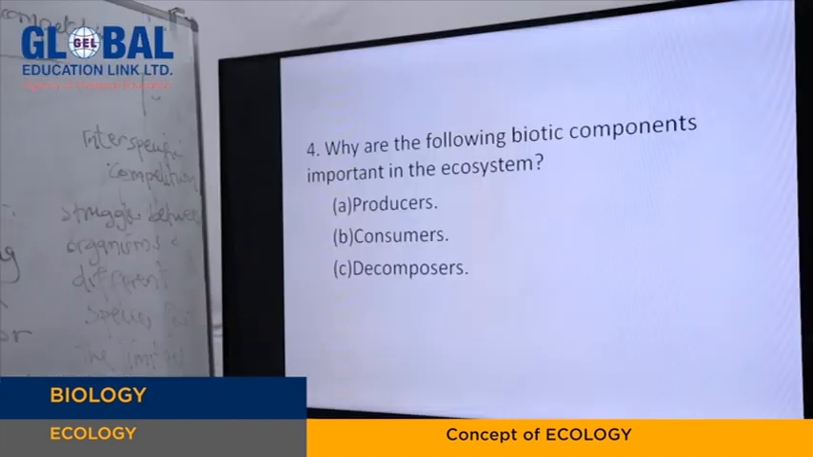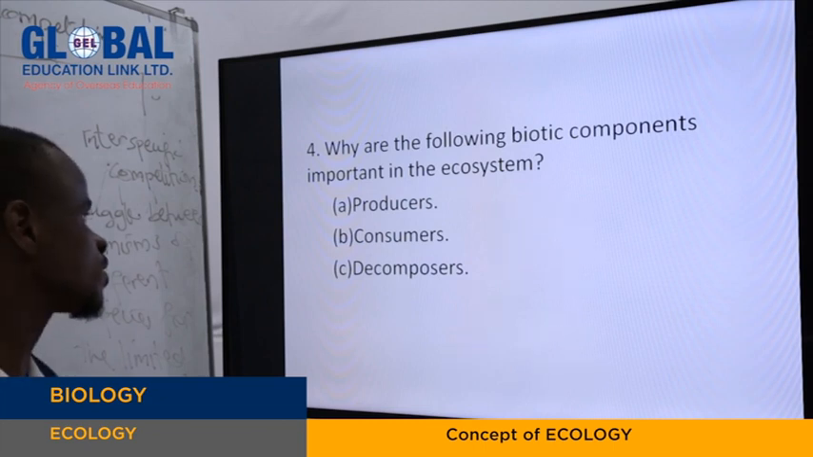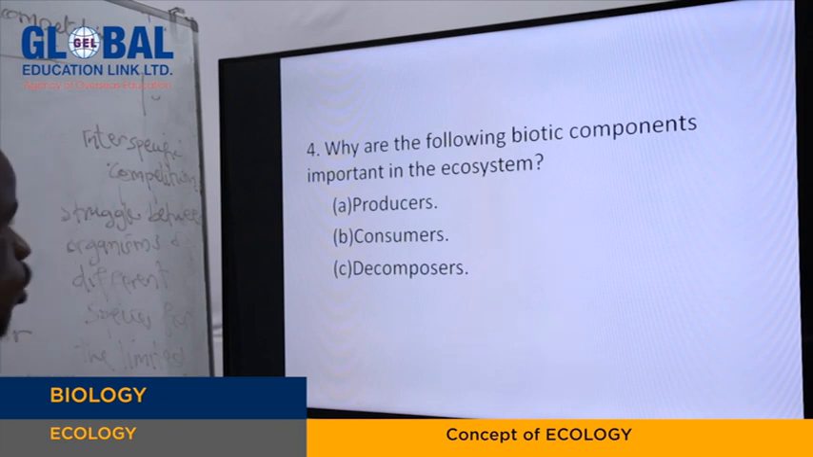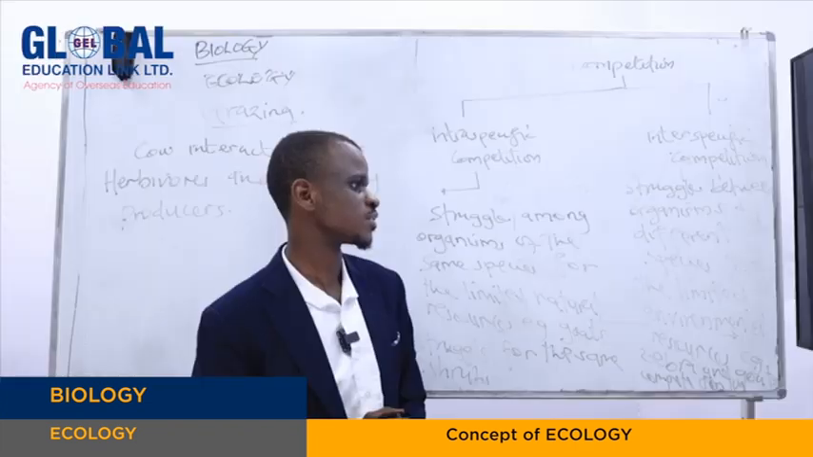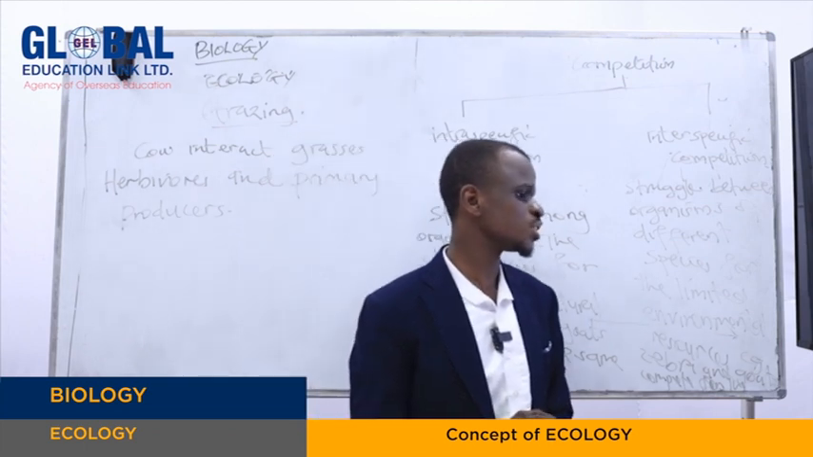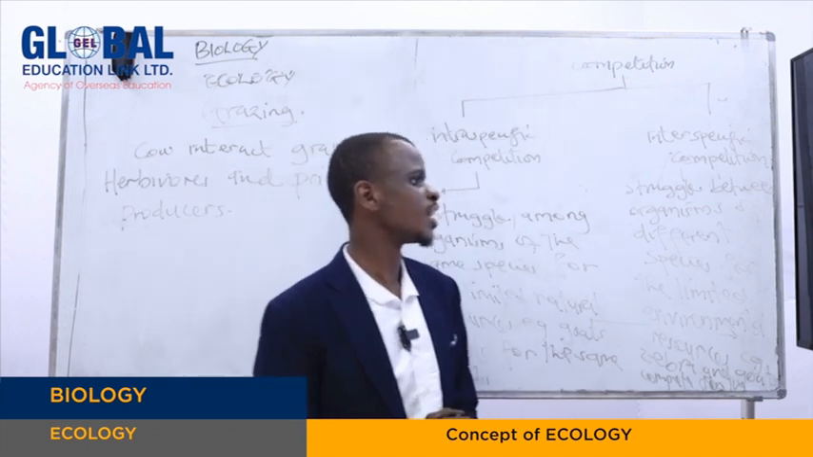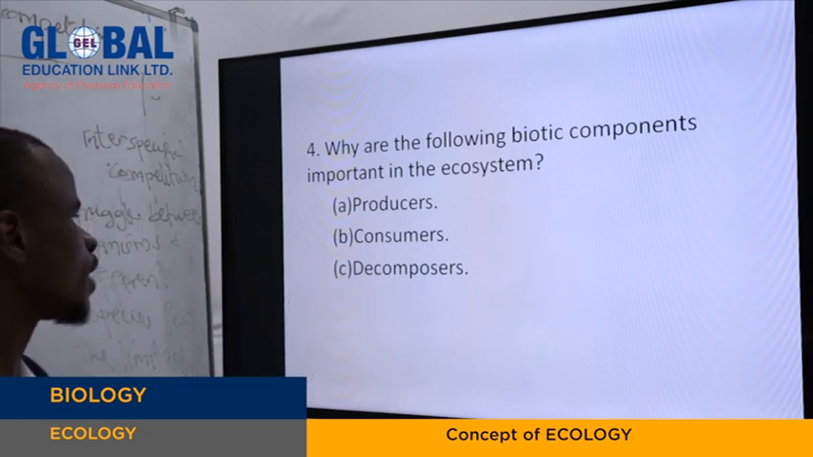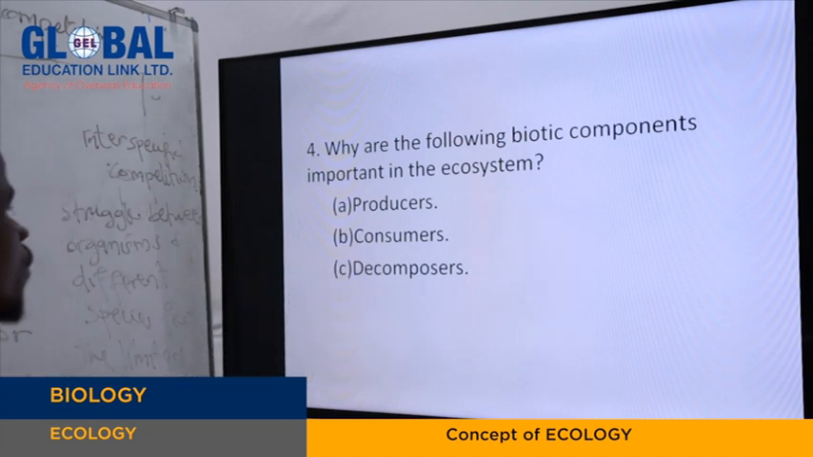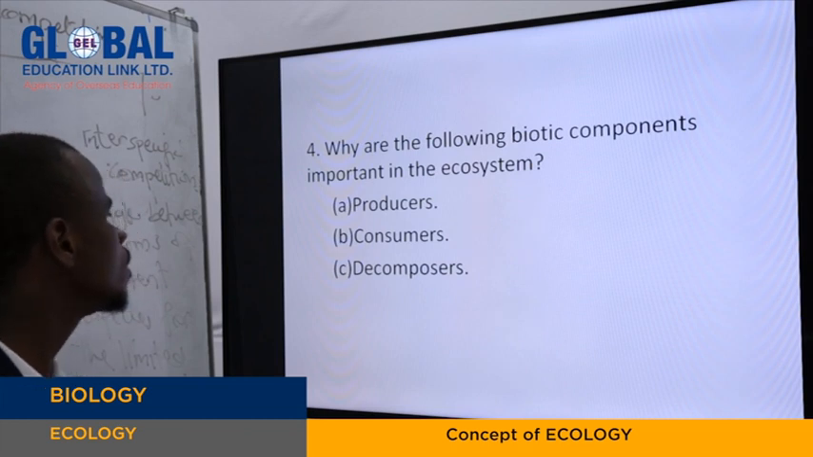If we go to part B, the importance of consumers in the ecosystem. Consumers give out carbon dioxide required by producers for photosynthesis. Consumers ensure nutrient circulation and energy flow. Examples of consumers, for example, lion. Lion is important in the ecosystem.